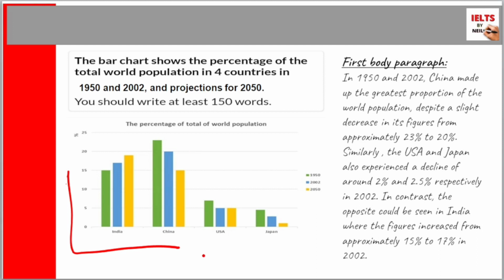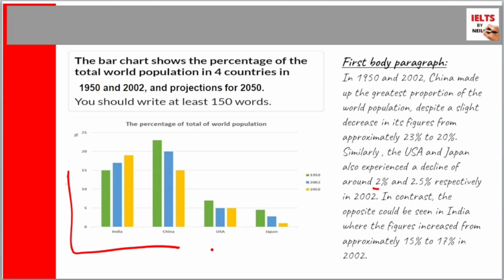Also, please note that in the overall statement, you never write the figures, like how we have written 2%, 5%, 2.5% here. We normally do not write the figures here. We just write increasing, decreasing, up, going down, the trends. Okay, coming back to this body paragraph.